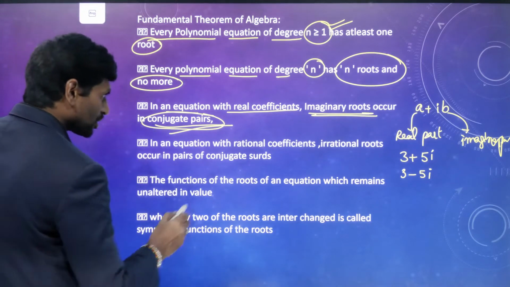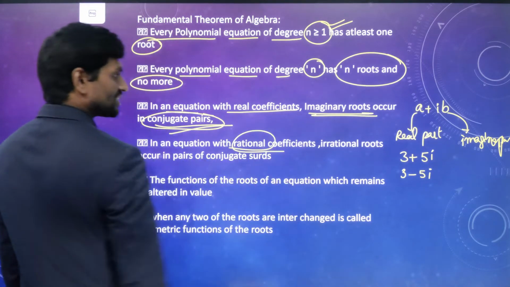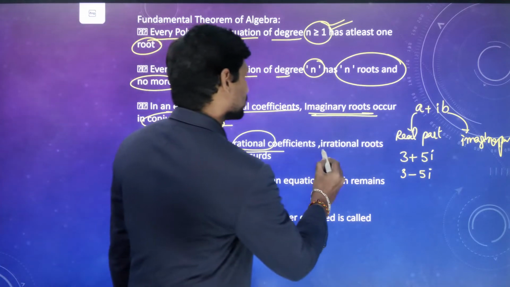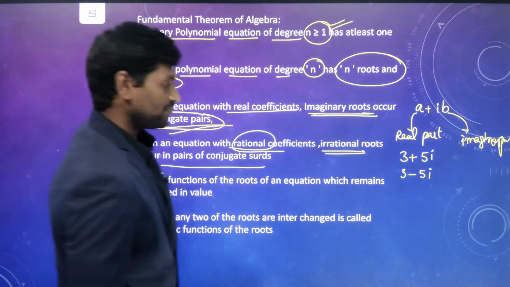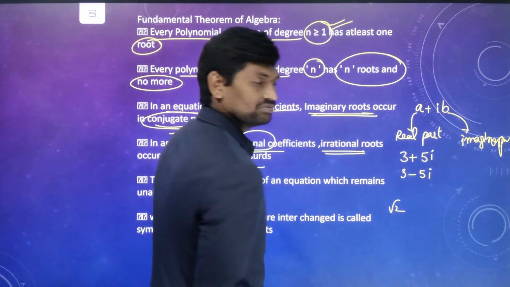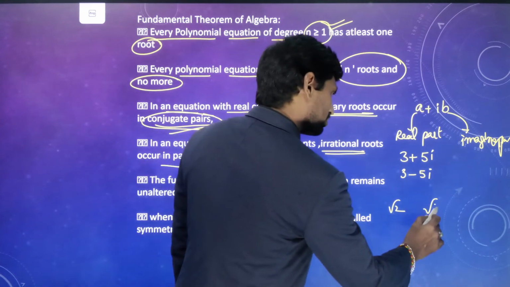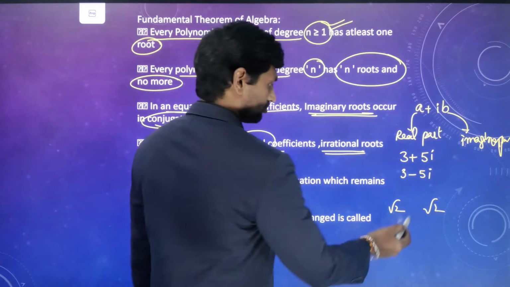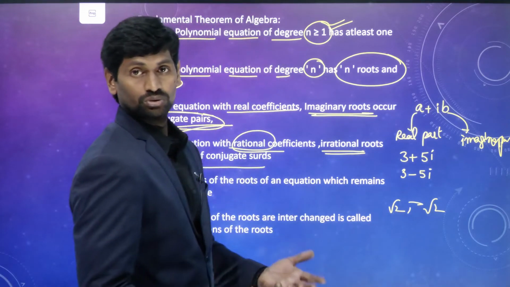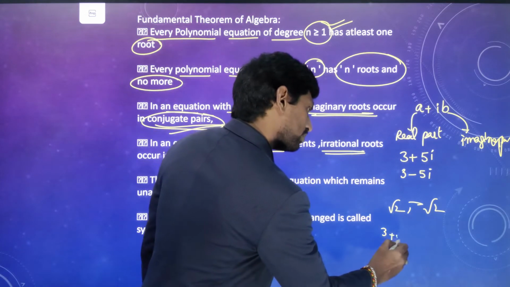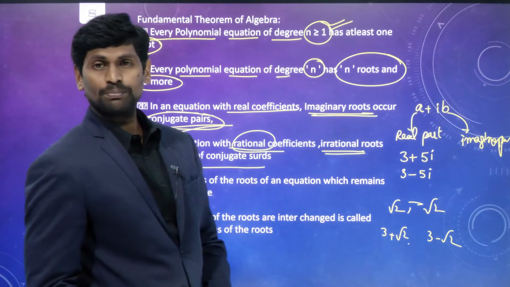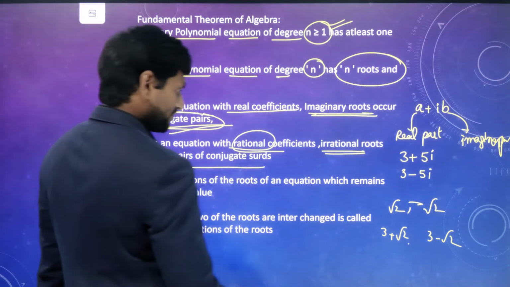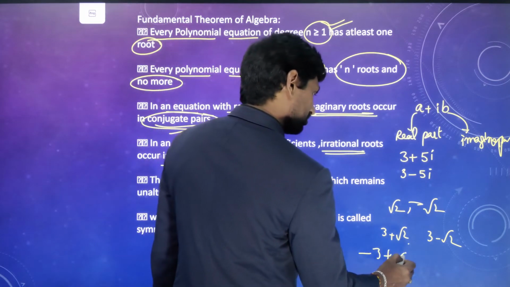Same, if the coefficients are rational numbers, you will get irrational roots as pairs of conjugates. Irrational roots means root 2. Its conjugate is also a root, minus root 2. Or 3 plus root 2, we can have 3 minus root 2. These are all conjugate pairs only. Or else we can take minus 3 plus root 2 also.